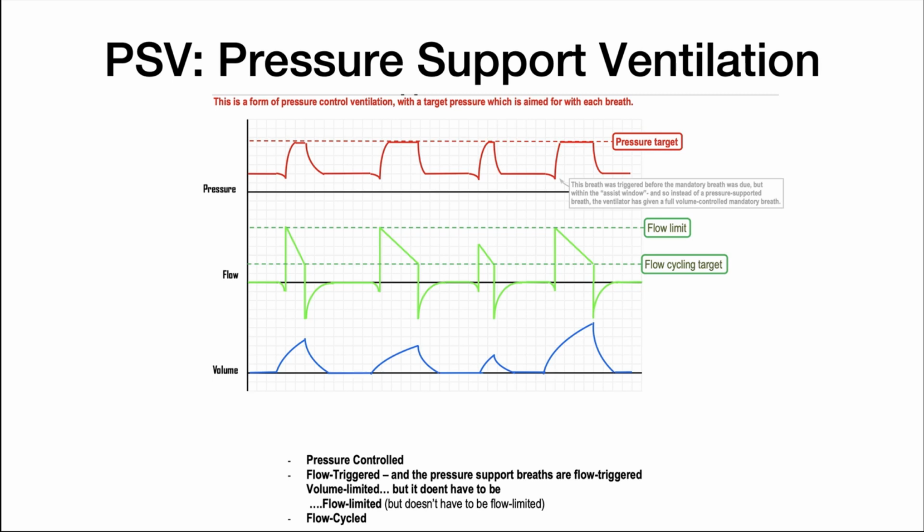The work of breathing of PSV is inversely proportional to the level of pressure support and the flow rate. Because no tidal volume is guaranteed by this mode of ventilation, pressure support must be titrated to allow the patient to achieve an adequate tidal volume. However, any change in lung compliance or airway impedance results in a change in tidal volume.